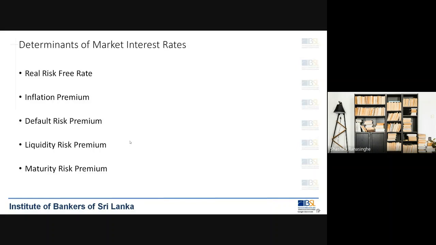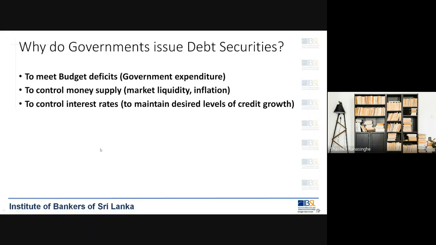Then default risk premium. Remember what we discussed earlier? The US Treasury bond 10 years 2%, Sri Lankan bond 20%. The excess is because of default as well as liquidity. And maturity risk premium. If you invest for 10 years and get a rate of 10%, and if you invest for 9 years you get 15%, which one will you prefer? Nine years, 15%. Exactly. Because the longer the tenor, the higher the return you require: maturity risk premium.